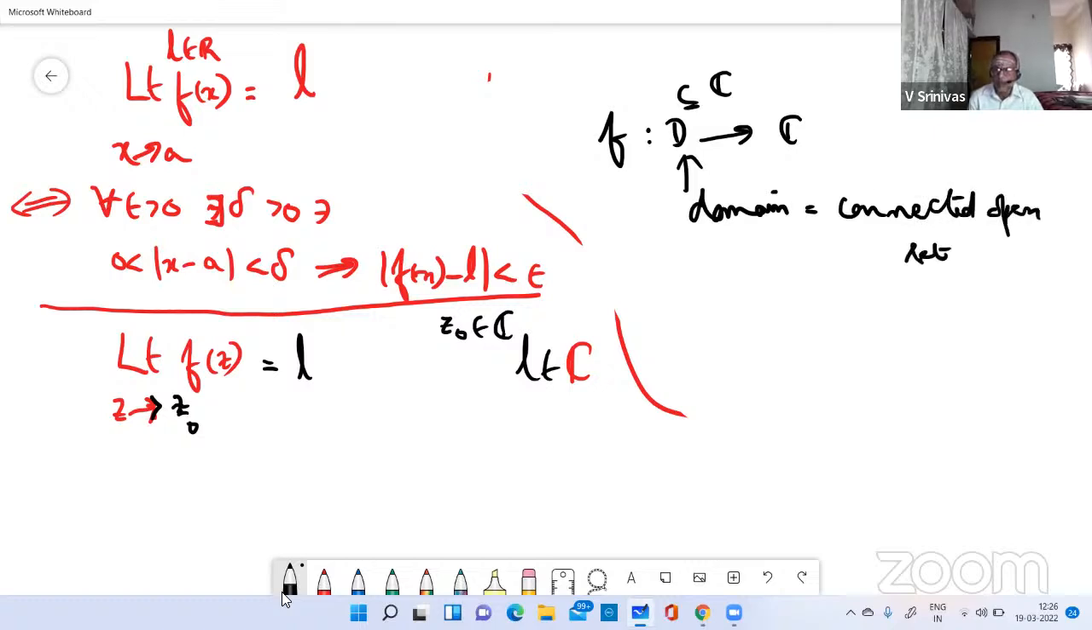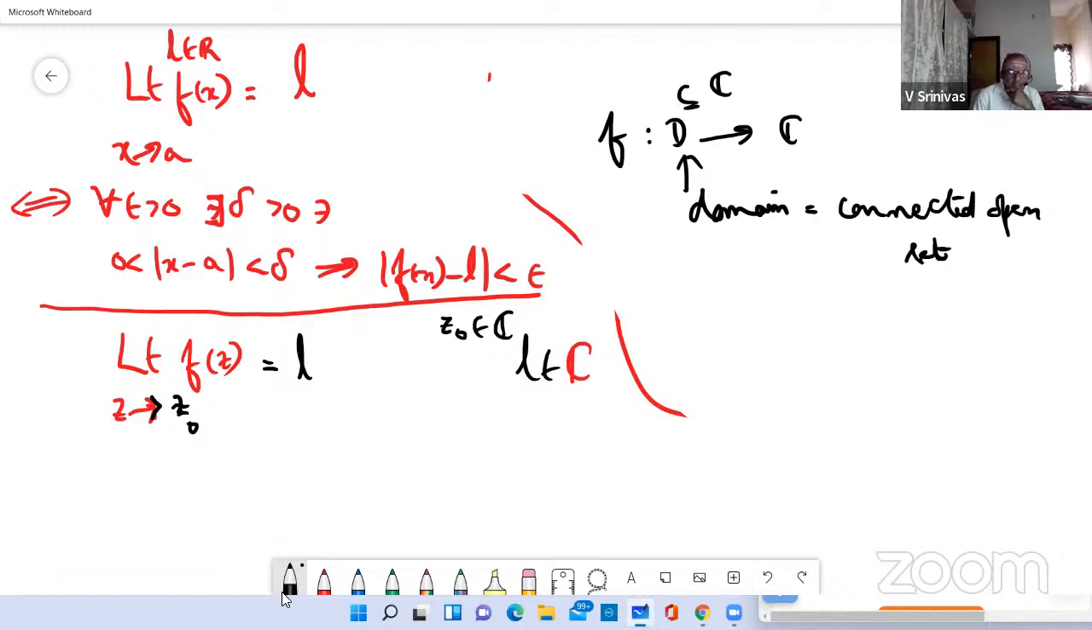In your topology, you know what you mean by connectedness of a set. And then openness: every point of capital D must be an interior point. That's what you mean by an open set. So for me, capital D is a domain, a connected open set. So on such sets, I want to define f.